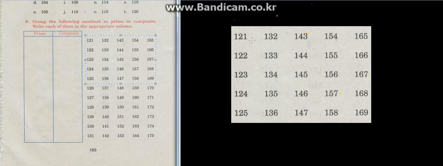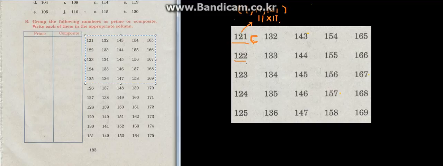So here, 121. I think it's a little bit tricky, but this number equals 11 times 11. So it has more than two factors. The factors are 1 and 11 and 121. So this number is composite number. So this number is composite.